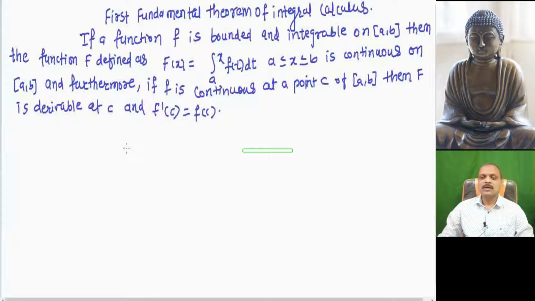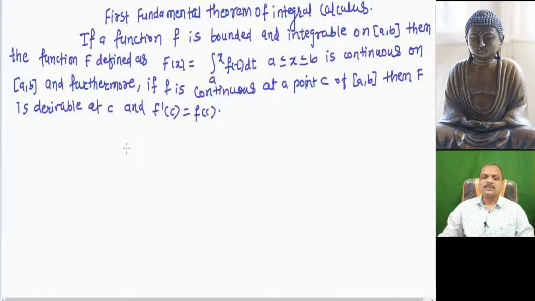If we have a bounded and integrable function f on closed interval [a, b], then we can define a function capital F of x as an integration of f, and this function is continuous. And if f is continuous on closed interval [a, b], then the defined function capital F is derivable on closed interval [a, b], and the derivative F dash of c equals f of c.